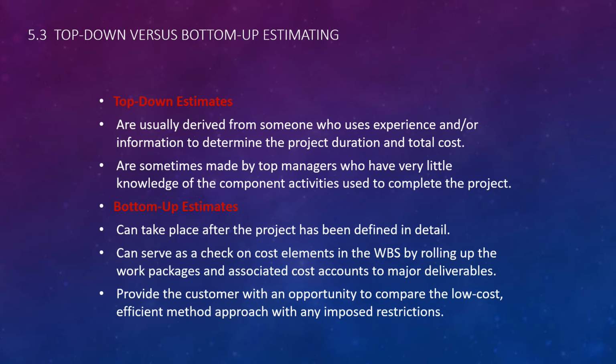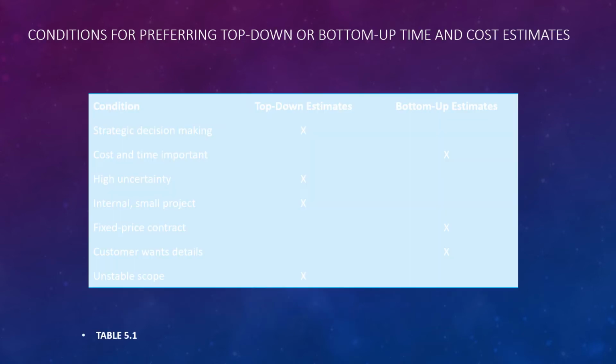Bottom-up estimating can take place after the project has been well defined. So again, this is going to be further down the road, depending on where your time horizon is. It serves as a check on cost elements in the WBS and provides the customer with an opportunity to compare a low-cost, efficient method approach with any imposed restrictions. So we can look at these individual items and say, okay, if you adjust this or change your requirements, we might be able to reduce the time or cost associated. We're dealing with the micro there, whereas on a macro level, we don't really know how we could reduce the time or cost or what the implications are, because it's a broader scheme kind of picture.